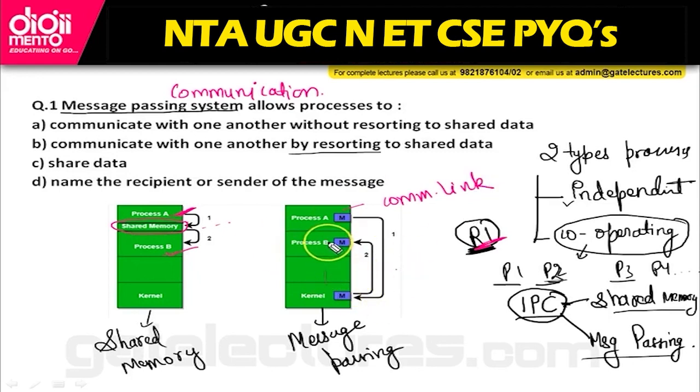In the diagram you can see process A is running on some data. After its execution, it will tell the kernel that I have done these updates. Now the kernel has the responsibility: when process B wants to work on the same type of data, the kernel will tell process B that the updated value is this and you have to use this one. So in message passing, processes communicate with one another without resorting to shared data. This option is right. Resorting means dependency.